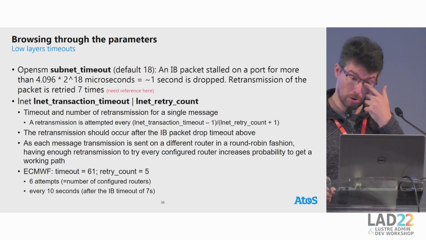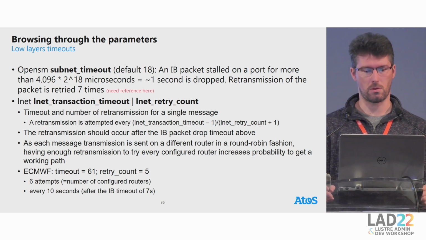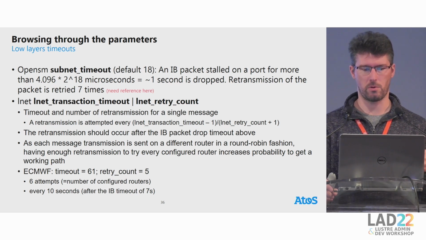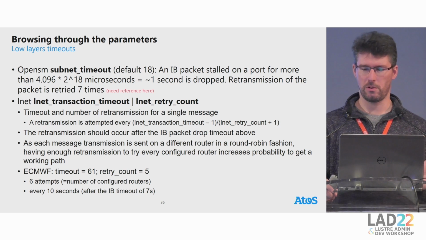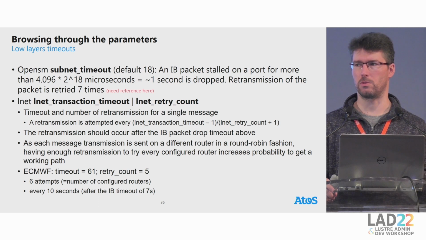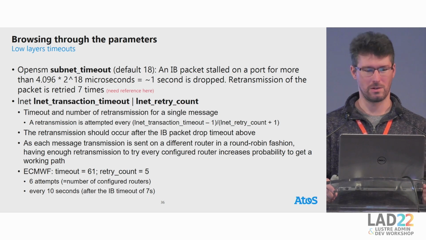Then come the timeouts. As I said, on the lowest layer for IB, you have the subnet timeout, which is by default 18, so that's 4 microseconds multiplied by 2 to the power of 18, which is about 1 second. At some point we found that there were 7 retransmissions after a packet was dropped, but I didn't find the reference for this presentation.